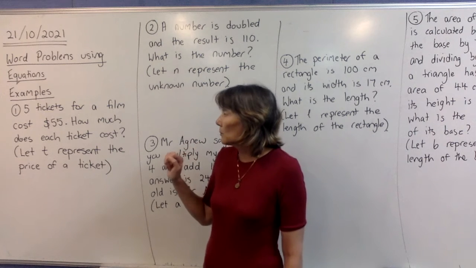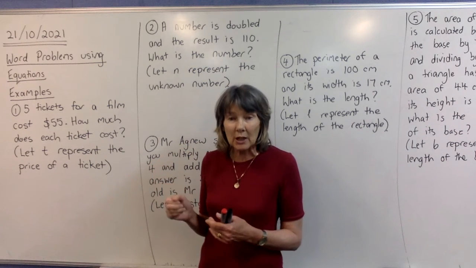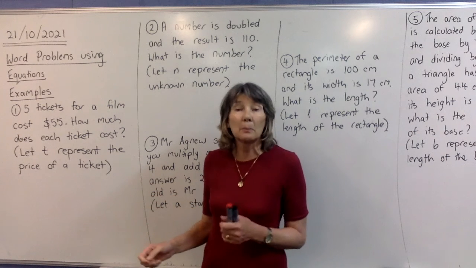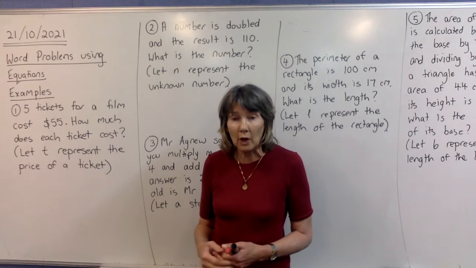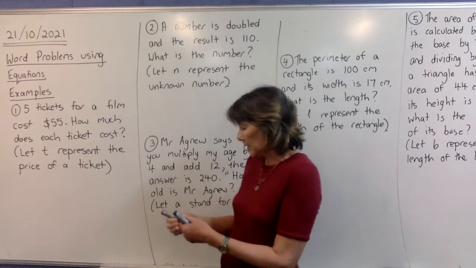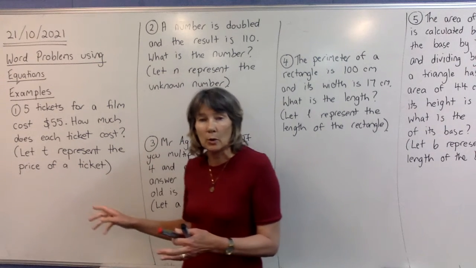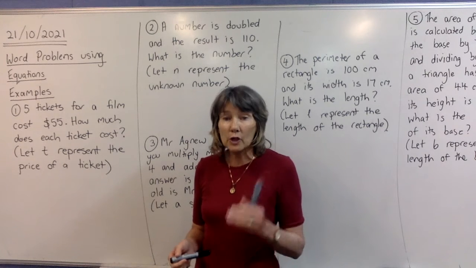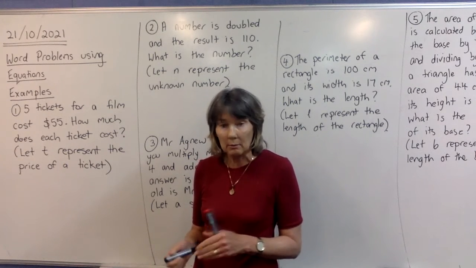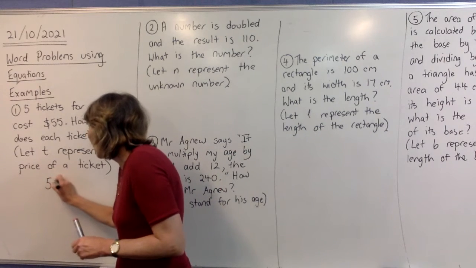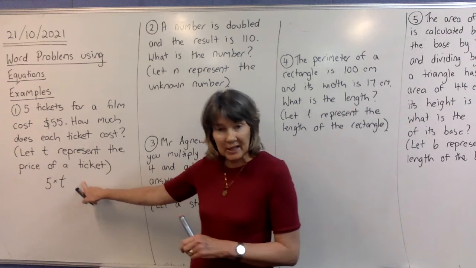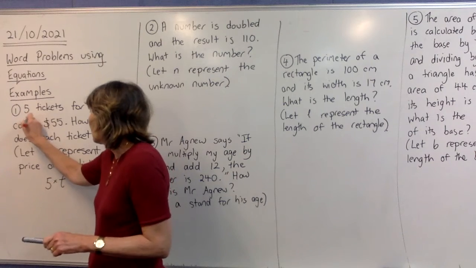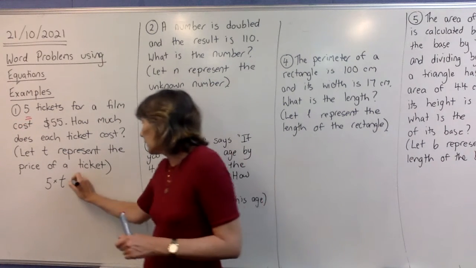Okay, so we're going to learn how to do this with equations. So 5 tickets for a film cost $55. How much does each ticket cost? Now they've helped you here because they said, let T represent the price of a ticket, which is what they're asking you to find, the price of one ticket. So we're going to use this T in writing an equation. If we have 5 tickets, we need 5 times the price of one ticket, which is T, costs, in other words equals, $55. We're just going to write equals 55.